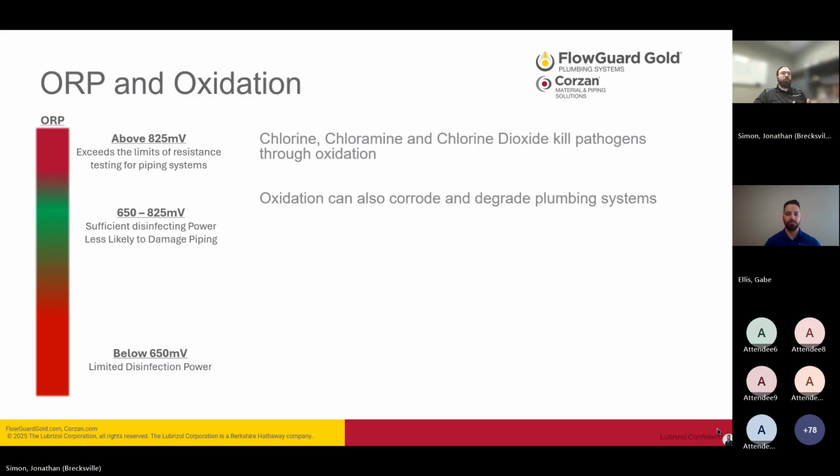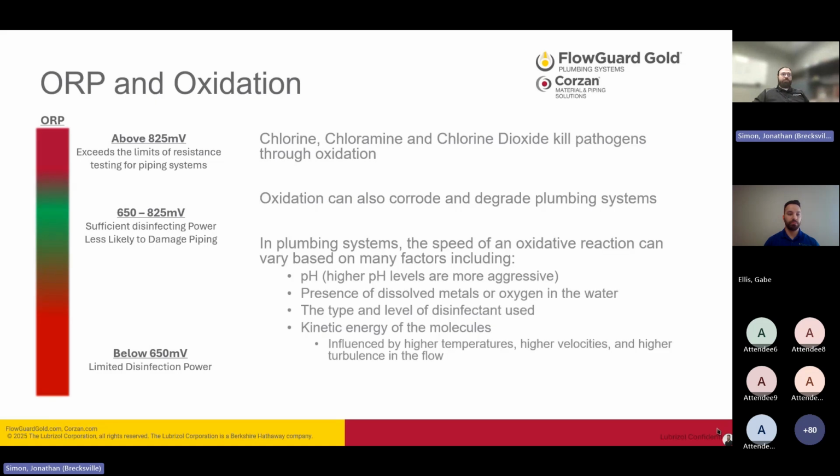But anything over 825 millivolts exceeds the limits of resistance testing for a variety of polymer piping, including PEX and polypropylene. So the water utility has to stay in this very tight sweet spot of 650 to 825 millivolts to have enough disinfecting power to keep the water safe without exceeding the limits of the piping materials in homes and businesses that water utility is servicing.